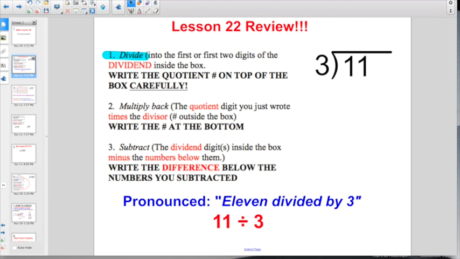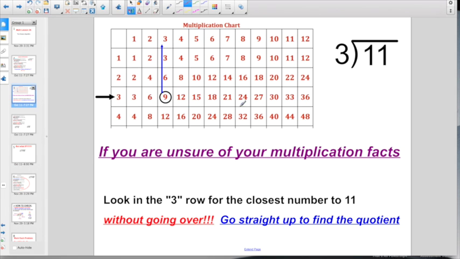So we're going to try to figure out where we're going to divide. Can you divide 3 into 1? If you have 3 people coming over and only 1 chair, are they all going to fit? I don't think I'm going to divide it into 1. I'm going to divide it all the way into 11. Now, if some people are still fuzzy about their multiplication facts, remember, use your multiplication chart. You're looking in the 3 row, dividing by 3, for the closest number to 11 without going over. Go straight up to find the quotient.